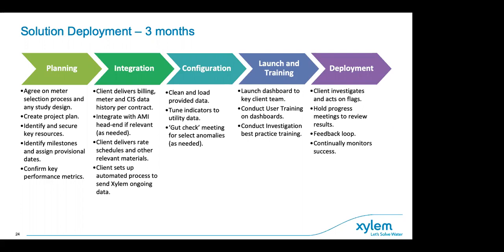Next is the integration process, and this will be the longest portion of this whole deployment. This is where we are ingesting all the billing, the meter, and the CIS data, and integrating with AMI if that's applicable. And then we have to set up the process so that the data push is ongoing. This integration process is done with IT, and it can take anywhere from 4 to 6 weeks, depending on the data quality and the data availability.